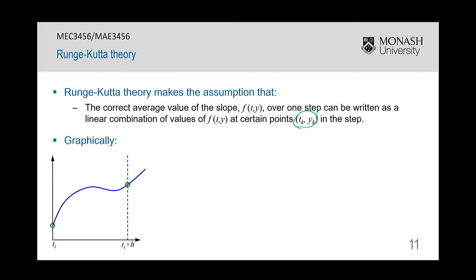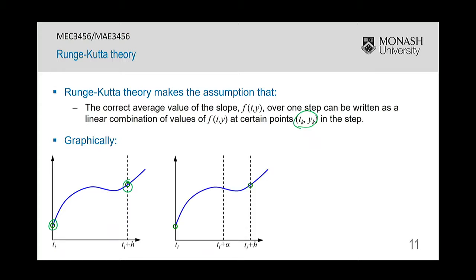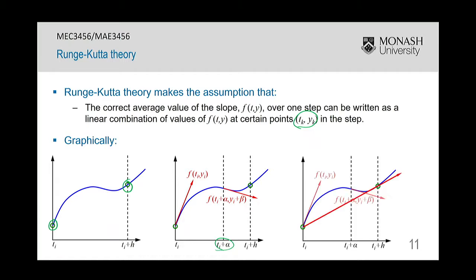So graphically what we've got is a solution there, that's the blue curve. We're starting at ti, and we want to get the solution at ti plus h. And we're going to use something that we need to calculate at some point in this interval. Let's call it ti plus alpha. So we want to have a slope, for example, at the beginning, plus some slope at this point t equals ti plus alpha, and we want to average them in some kind of way so that if we start here, we'll end up at the correct solution at the end point.